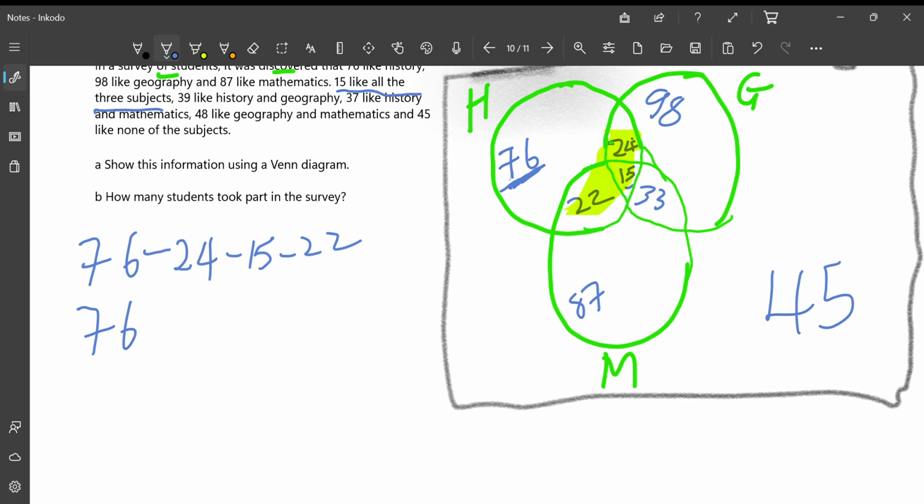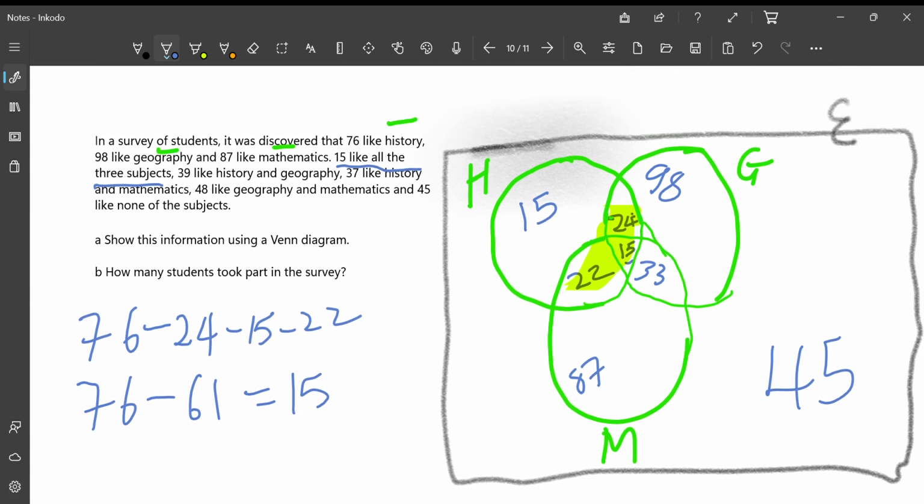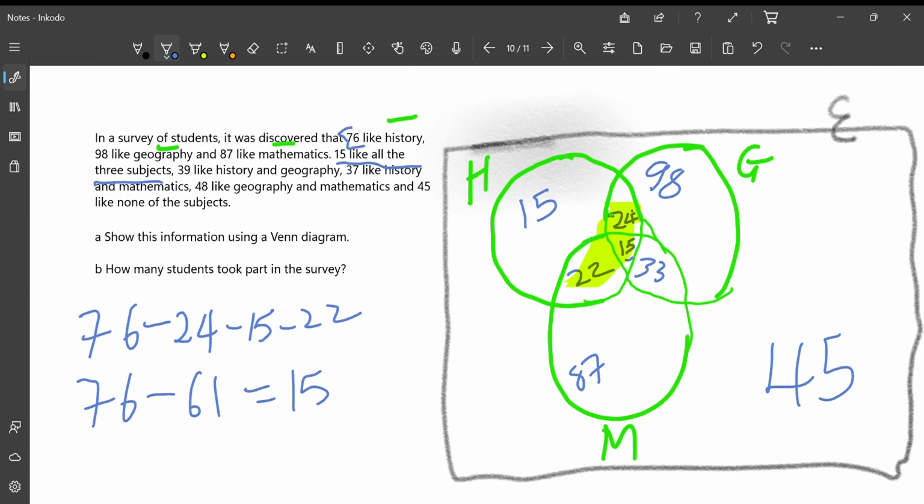If you sum them, they are going to give you 61. So this is the same as 76 minus 61, which is 15. It means that the total number of students that are here, history alone, will be just 15 students. That's the beauty of Venn diagram. So there are just 15 students here. This circle still satisfies what we are told here, that 76 people like history, because if you count all the numbers inside this entire circle, it will still be 76.